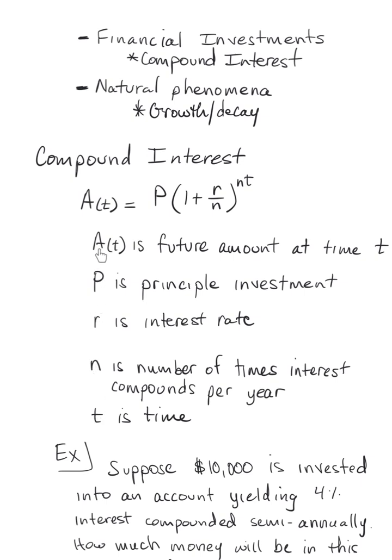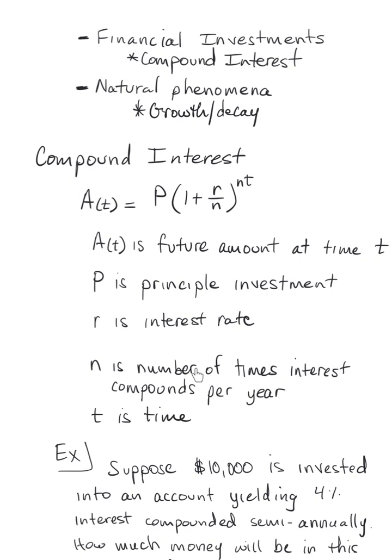A of t is just the future amount after some period of t in years. P is the principal investment. That's the amount that's initially deposited into an account. R is the interest rate. The most common mistake I see students make with R is, remember, a percent is not a number that can be used in a formula. So if the interest rate is 4%, you need to change the percent into a decimal, 0.04. That's probably the most common mistake I see.